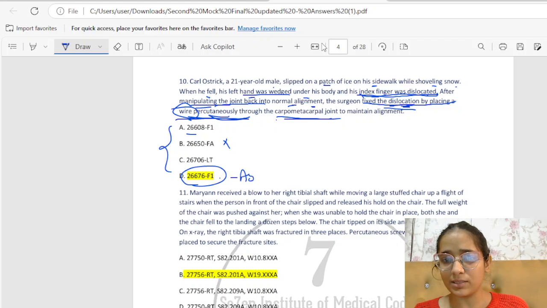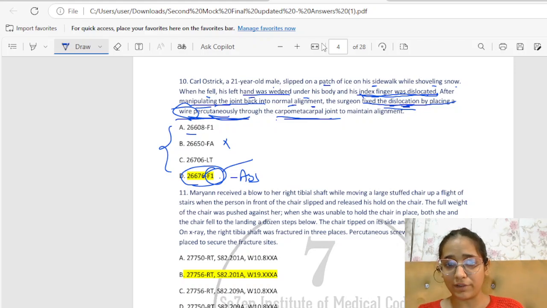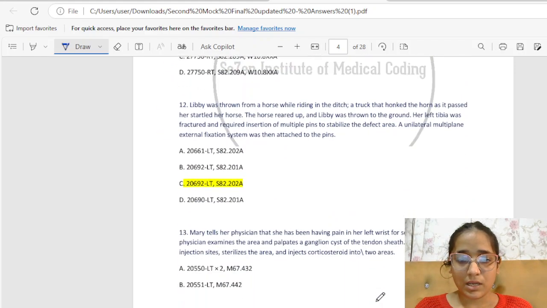We only have the one option left. This should be the answer, so I'm not going to go through the F1. However, the F1 modifier is a toe or finger modifier to represent which finger has been affected. For the index finger, we have used the F1 modifier.